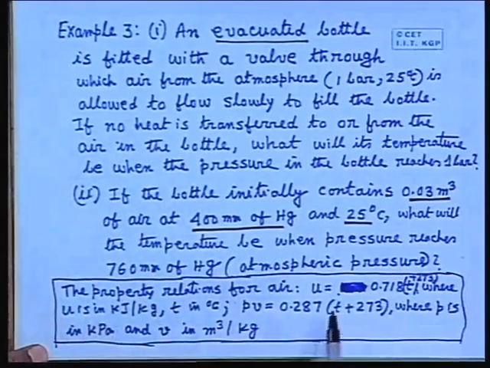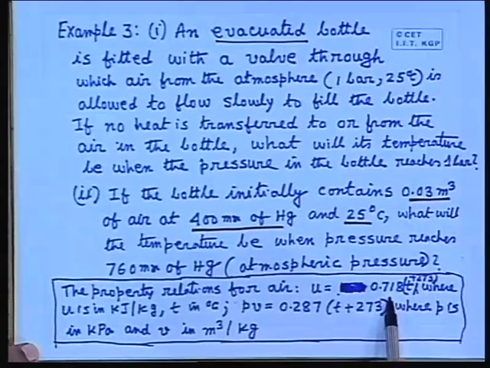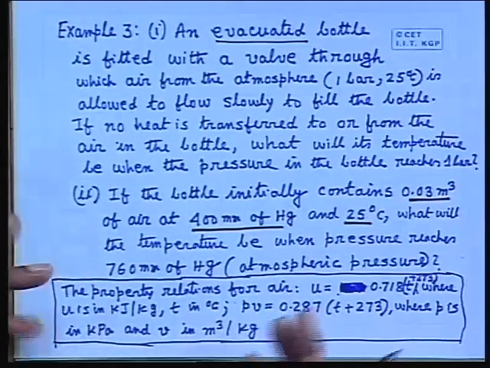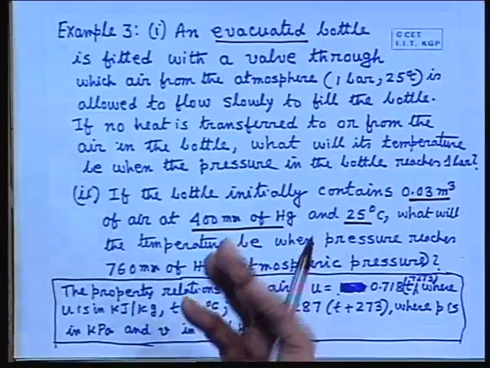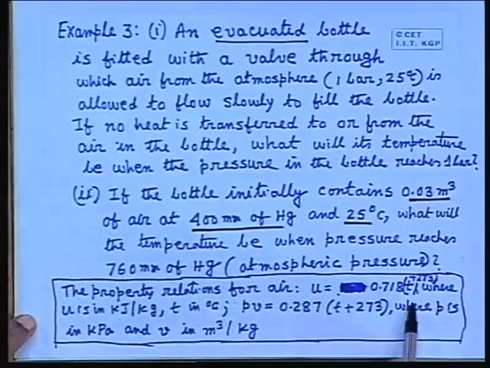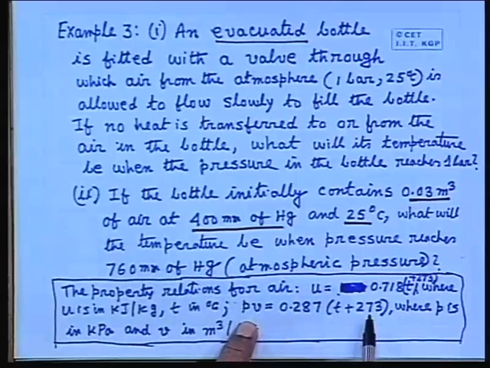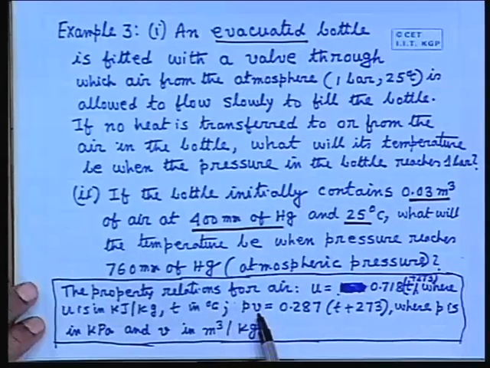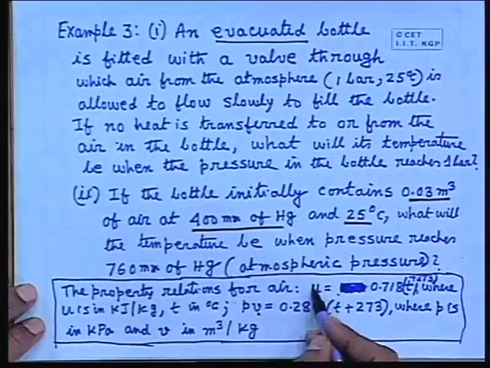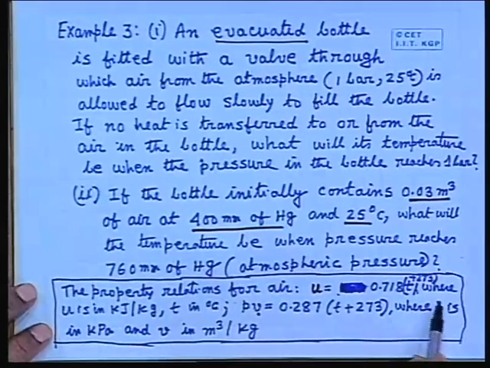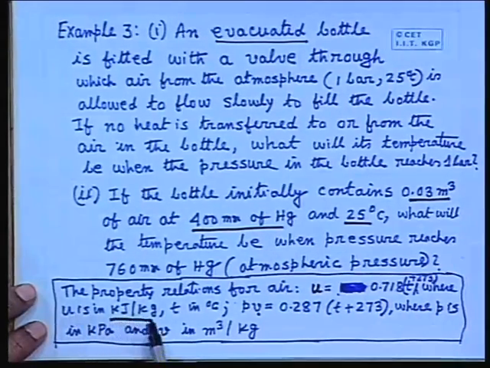Here you see the property relationship is like this. This is the value of Cv, T plus 273. When this relationship is given, a student may not know what is an ideal gas, what is Cp, what is Cv, how they relate. He will use this simply as a mathematical formula, that u is 0.718 into T plus 273, and PV is 0.287 into T plus 273, as far as the property relationship is concerned, where u is in kilojoule per kg.